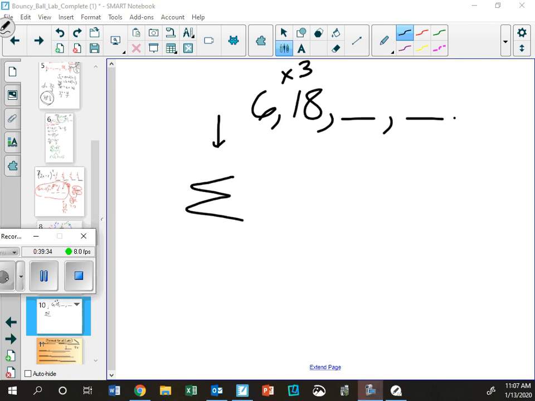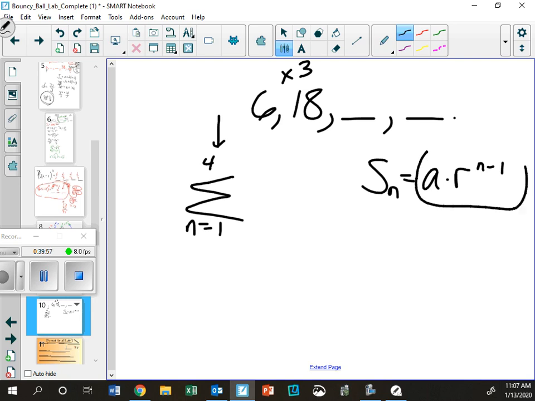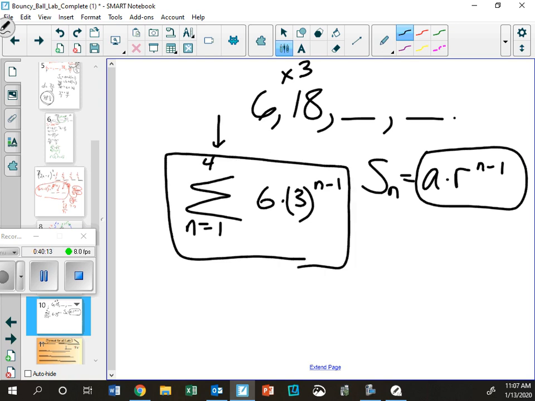Somebody's going to realize, I wish I had a formula sheet. I'll be your formula sheet. This is the one you'd want. Because it's geometric, you'd want the a times r to the n minus 1 formula. So here it goes. I'd go from 1 to 4, because there's 4 terms. Then I'd put this part of the formula right here, except I know A and I know R. What is A? 6. What is R? It was timesing by 3, so that's a 3. And there is your sigma.